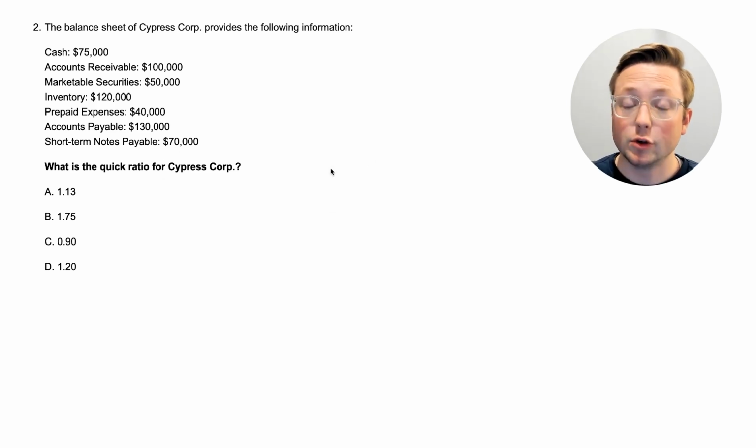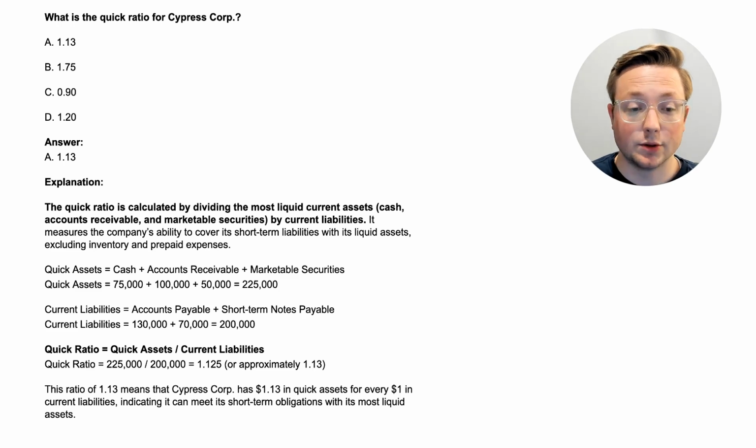Now this is very similar to the current ratio, and again, if you know how to do this, you know that it's just a little bit different. There's a few things that you don't include in the quick ratio. If you know how to do it, pause the video, do the calculation. If you don't, that's okay. We're going to dive straight into the answer to learn it together. All right, here we are. The answer is A. 1.13 is the quick ratio.